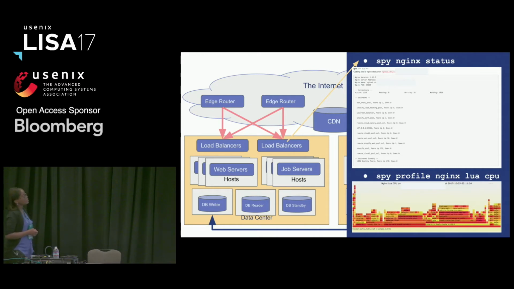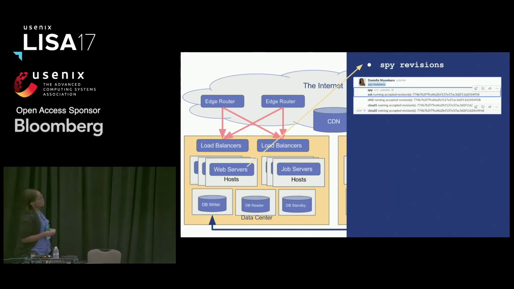Good. So now let's look at the web servers or application servers. The very first command that I'm showing here is spy revisions. This will show all the revisions that are currently running in production. And this is especially helpful when we have flapping deploys, and then we get multiple versions running at the same time. This will actually show which revisions are actually running in production.